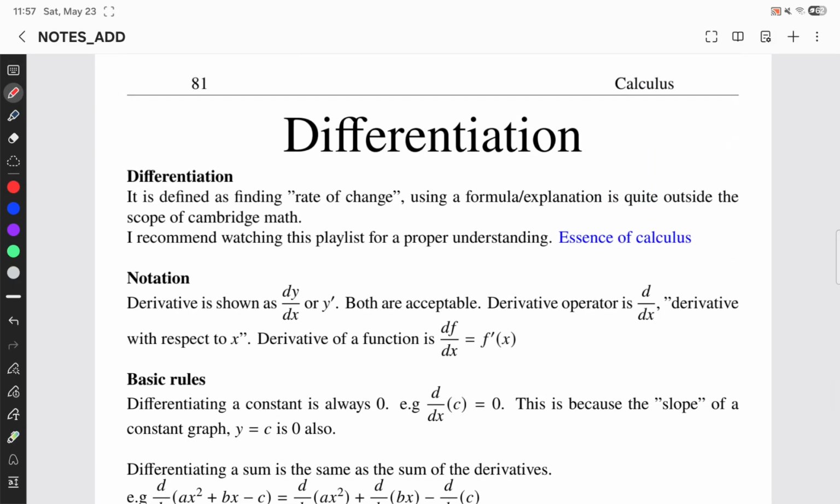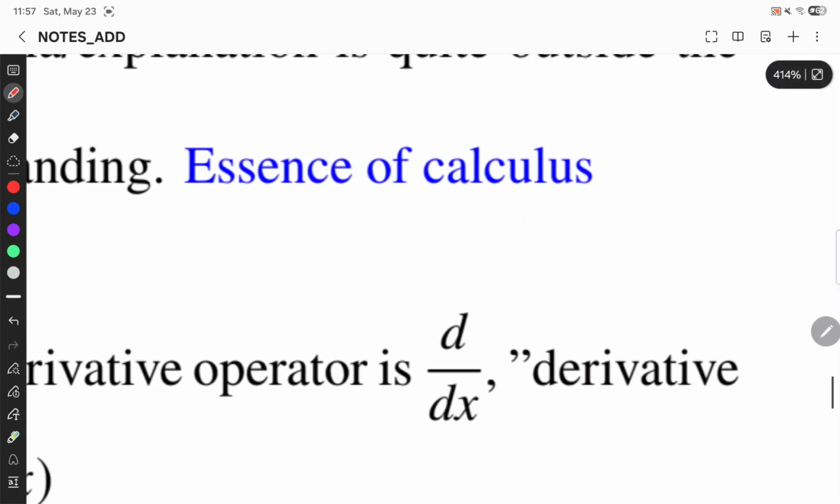What is differentiation? It is defined as finding the rate of change using a formula or the explanation. It is rate of change. Now I did say watch Essence of Calculus. If you haven't, then you must. But you can be here. Now the notation for differentiation is this. This is the operator.